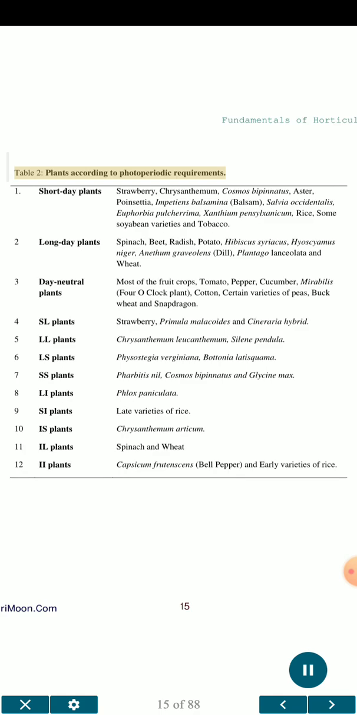Table 2. Plants according to photoperiodic requirements. 1. Short day plants: strawberry, chrysanthemum, Cosmos bipinnatus, aster, poinsettia, Impatiens balsamina, balsam, Salvia occidentalis, Euphorbia pulcherrima, Xanthium pennsylvanicum, rice, some soybean varieties and tobacco.